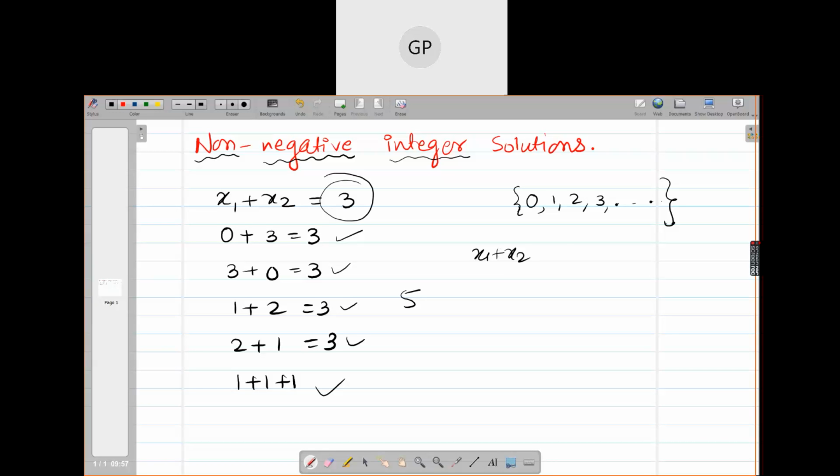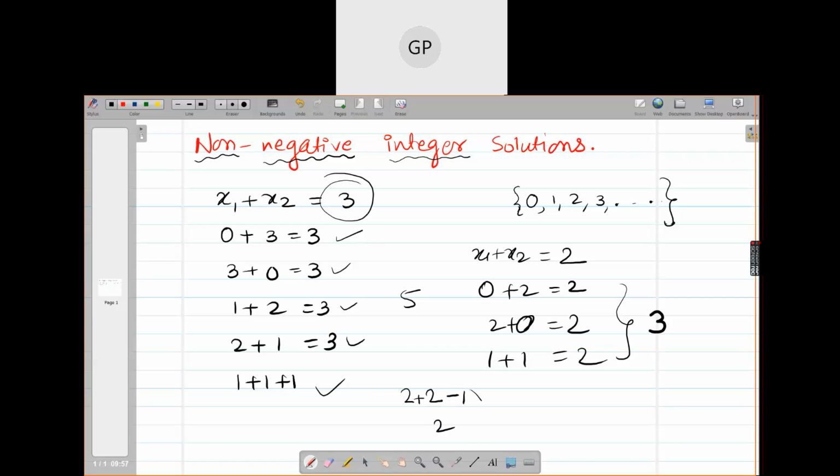If I have x1 plus x2 equal to 2, you can immediately list out 0 plus 2, 2 plus 0, 1 plus 1, right? You have only 3 solutions. So it is 3C2. 3C2 is 3. Okay. So we are going to see the formula for this particular situation. Do you understand it? Yes or no?